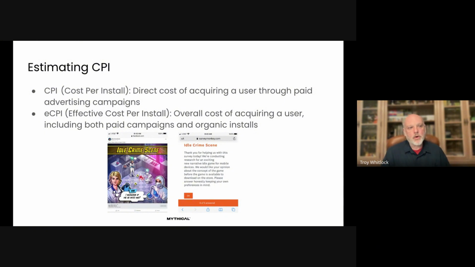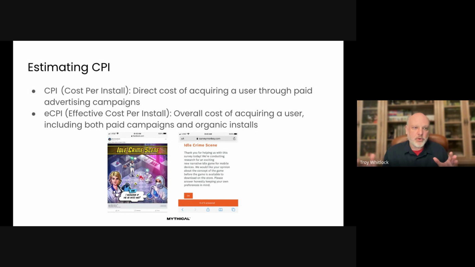But maybe more importantly is the eCPI, the effective CPI, which is the complete cost of acquiring a user through paid and organic installs. In other words, this goes back to what I mentioned earlier, the organic halo that you can get from paid installs. You're going to have a lot of non-attributable installs. If you're running a big campaign particularly, there are going to be a lot of installs that didn't click directly on the ad and therefore can't be accounted for as a direct cost.